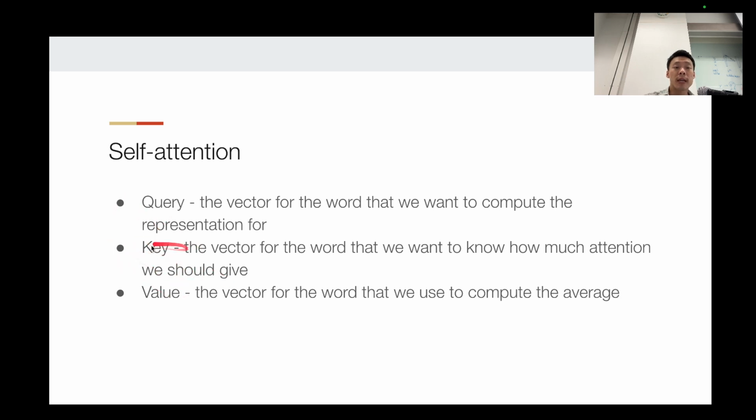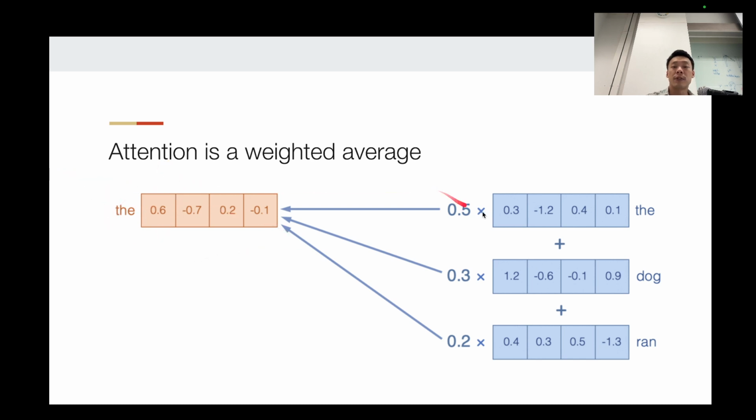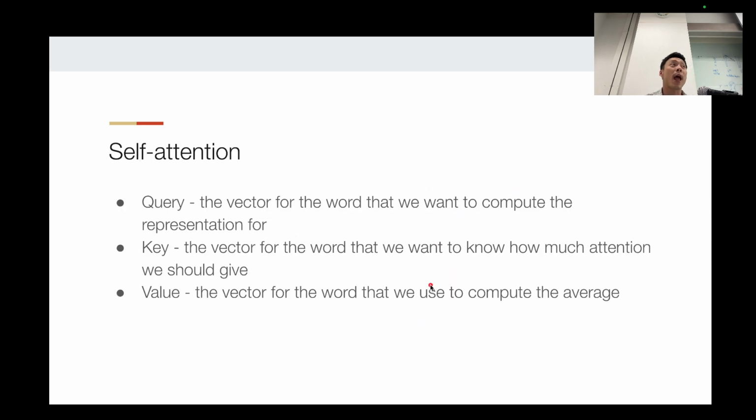Okay? So key is the word that we want to know how much attention they want to give it. So for example, the should give the 0.5, dog 0.3, and ran 0.2. These are attention, okay? So attention become the weight of different words in the sentence. Not in the vocabulary, okay? In the sentence, just that one sentence. If that sentence has 7 words, we want to know how much attention to give to each of the 7 words, okay? Not the vocabulary of 20,000 words, just that sentence, all right?